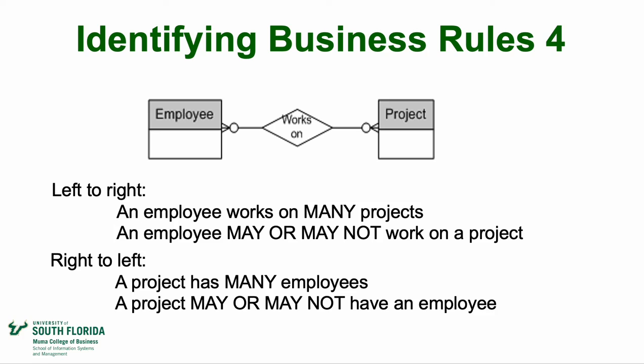Reading from left to right, the final example allows us to derive the business rules: an employee works on many projects. An employee may or may not work on any project. Reading from right to left, we derive the business rules: a project has many employees, and a project may or may not have any employees.